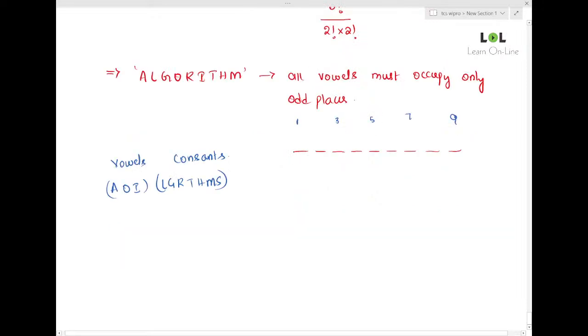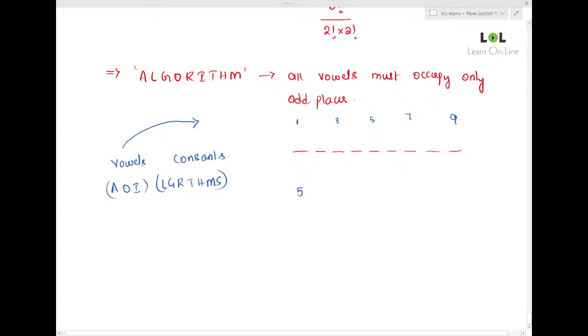Guys, how many odd places are there? You tell me. In the given arrangement, how many odd places? 5 odd places are there. Now, when the first vowel goes inside, it has 5 places, so it can be arranged in 5 ways.